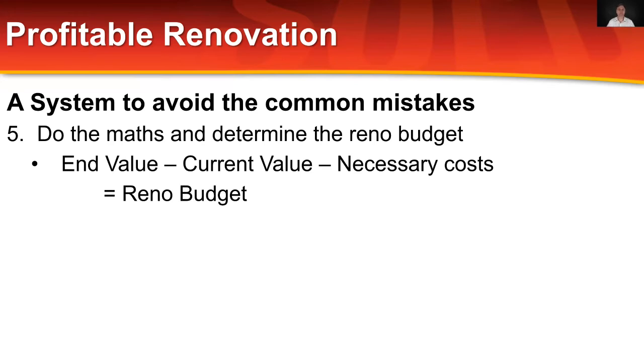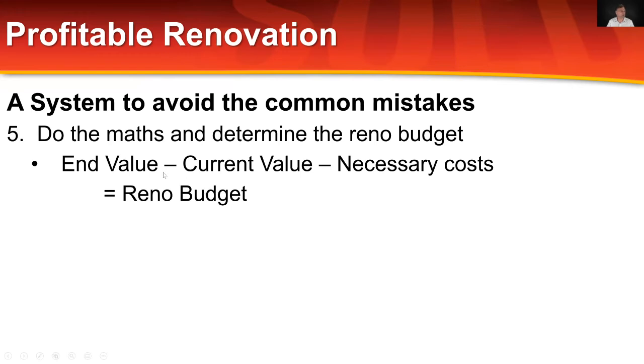Then I take away from that all of those necessary costs that I'm going to have to incur in order to see this project through. And what I'm left with is a reno budget and an amount for a profit. If you do not want to over-capitalize, do not go above that number. Do not go above the reno budget number.